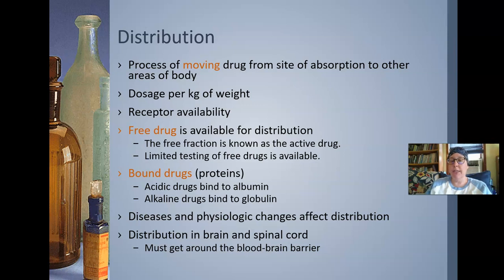The distribution in the brain and spinal cord is contingent on it getting around the blood-brain barrier. And the blood-brain barrier is such that there are many drugs that cannot cross it. It's a safety measure for our brain, because our brain can be harmed by some of these. So some drugs can cross the blood-brain barrier, and some drugs cannot.